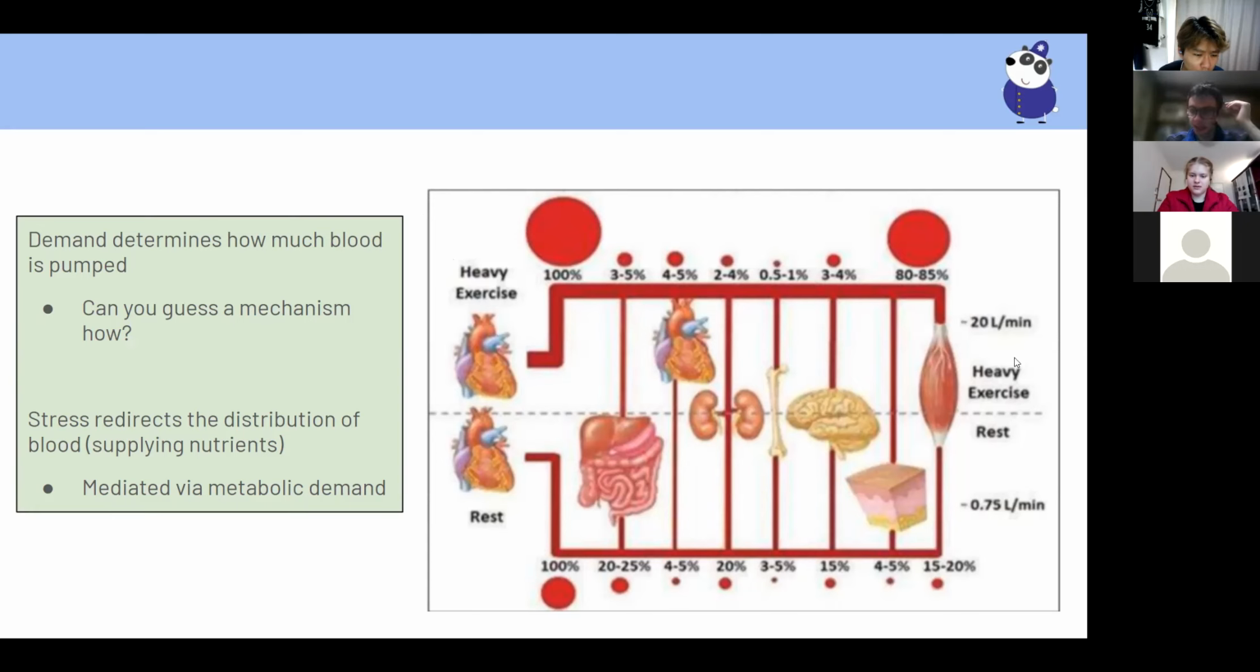When you exercise, that's going to increase because you've increased your metabolic demand and you need more blood to perfuse your tissues, and it's going to redirect towards your skeletal muscle. So you can do more exercise and you can have more energy in those areas.